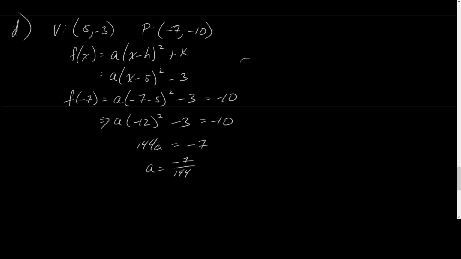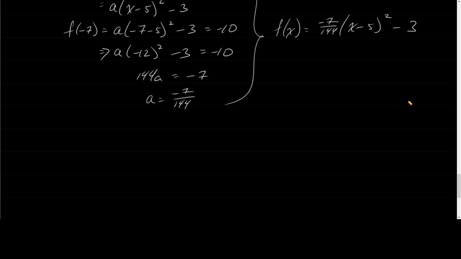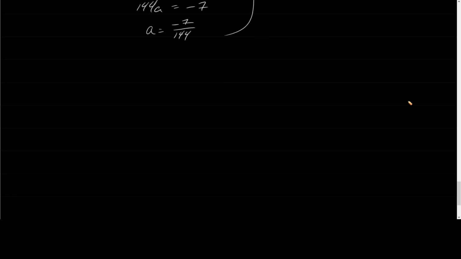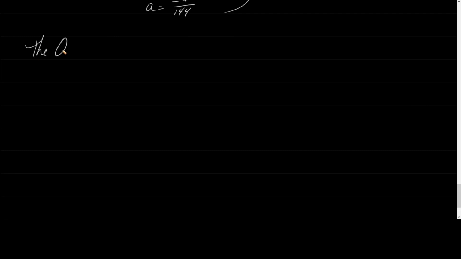Which now tells us that our final answer in vertex form would be our a value, negative 7 over 144 times x minus 5 squared minus 3. And I'm going to leave that one in that format. All right, now, the next thing I want to talk about is something called the quadratic formula. This is quadratic.